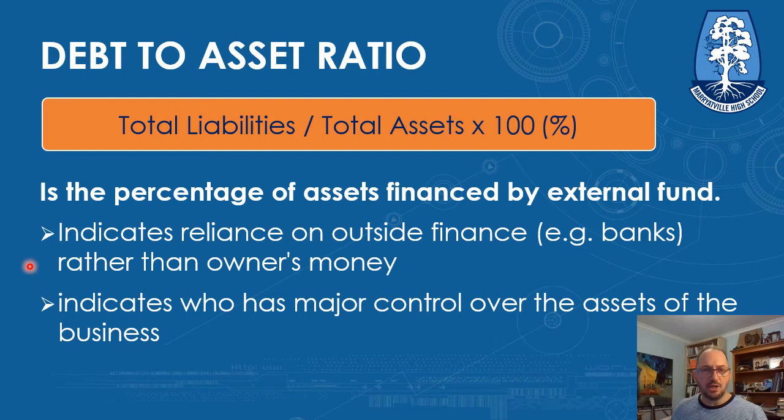And the debt to asset ratio indicates reliance on outside finance, for example, banks, rather than your own money. And it also indicates who has the major control over the assets of the business. Because if you are highly leveraged, if you've taken your assets and given them as surety to the bank so you can borrow more money, then the bank has a significant amount of control over your assets. You can't sell them if the bank has them as a mortgage or as some form of security over the loan that they have given you. You are not free simply to sell those assets from under the bank if you have provided them as security for the money that's been borrowed.